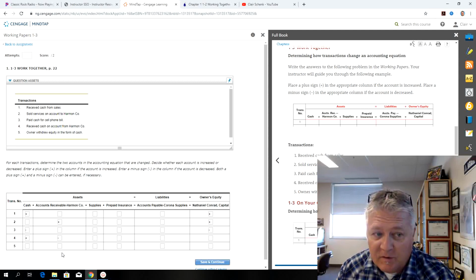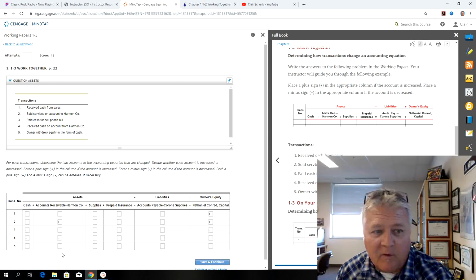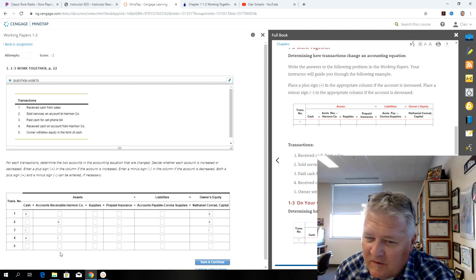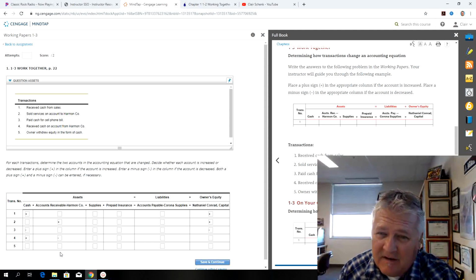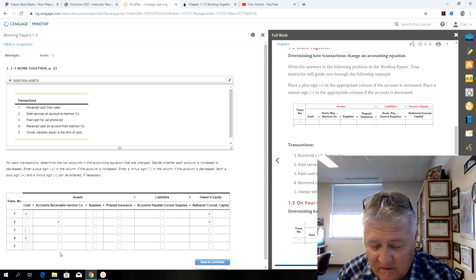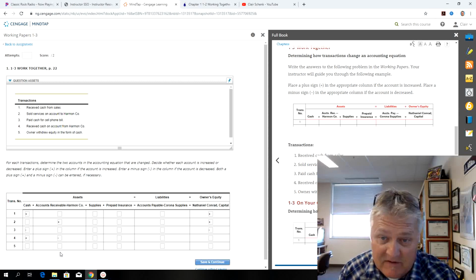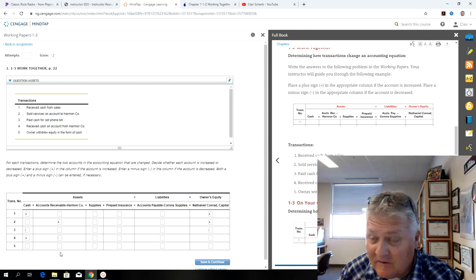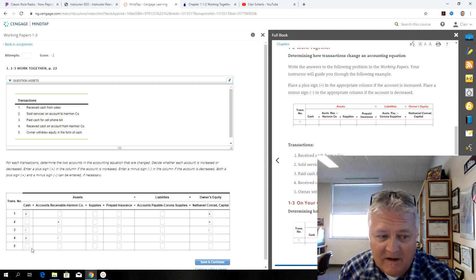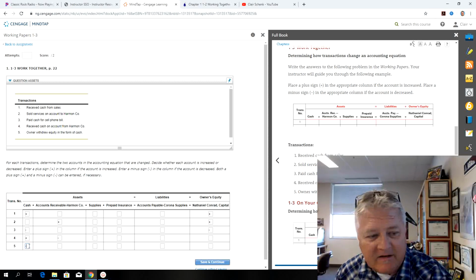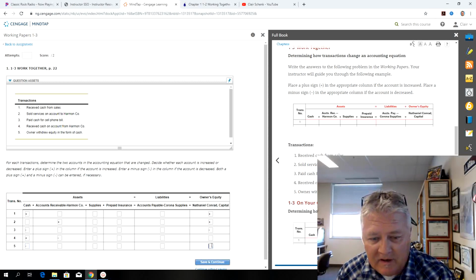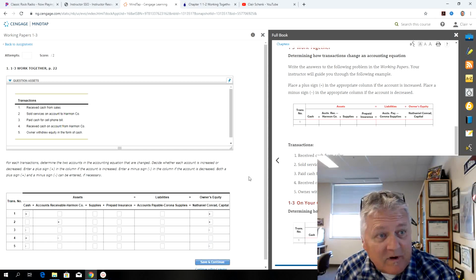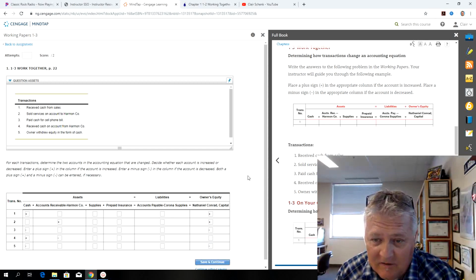The owner withdrew equity in the form of cash. So an owner can do two things. In the last exercise 1-2, we learned that the owner invested in the business, and so the only other thing the owner can do is withdraw from the business. He can't give himself a paycheck because he owns it. So if he took cash, that's a decrease, and it also decreases owner's equity on there. And so that's Working Papers 1-2.